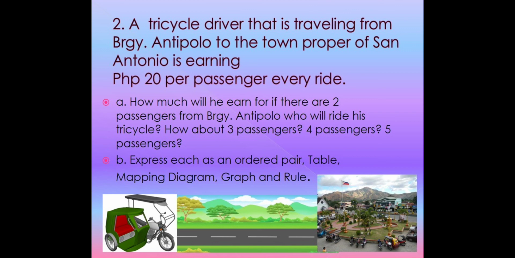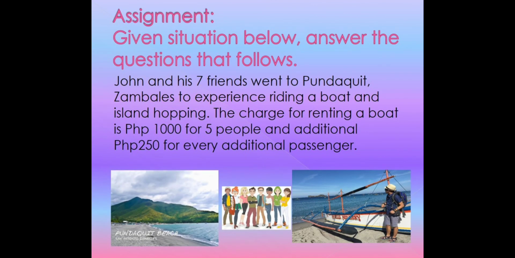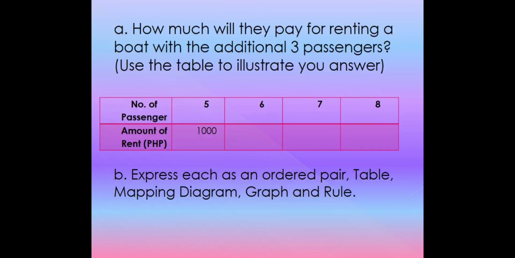And for your assignment, given again the situation, answer the question that follows. So John and his friends went to Pundakit, Zambales to experience riding a boat and island hopping. The charge for renting a boat is 1,000 pesos for 5 people and additional 250 pesos for every additional passenger. How much will they pay for renting a boat with the additional 3 passengers? So you can use the table to illustrate your answer. Then express each as an ordered pair, of course, the table, mapping diagram, graph, and rule.